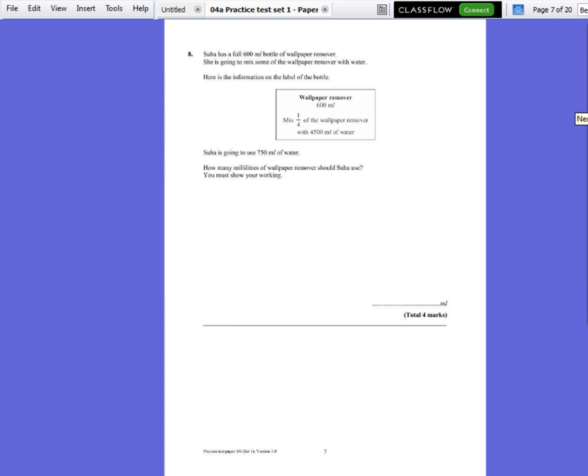Question 8. Sue has a full 600ml bottle of wallpaper remover, and she's going to mix some of the wallpaper remover with water, and that's the information about how to mix it. She's going to mix it with only 750ml of water. So she's got a 600ml bottle, and it says mix a quarter of the bottle with 4,500 millilitres of water. So first of all, a quarter of 600 would be 600 divided by 4, which is 150 millilitres. So we should mix 150 millilitres of remover with 4,500 millilitres of water.